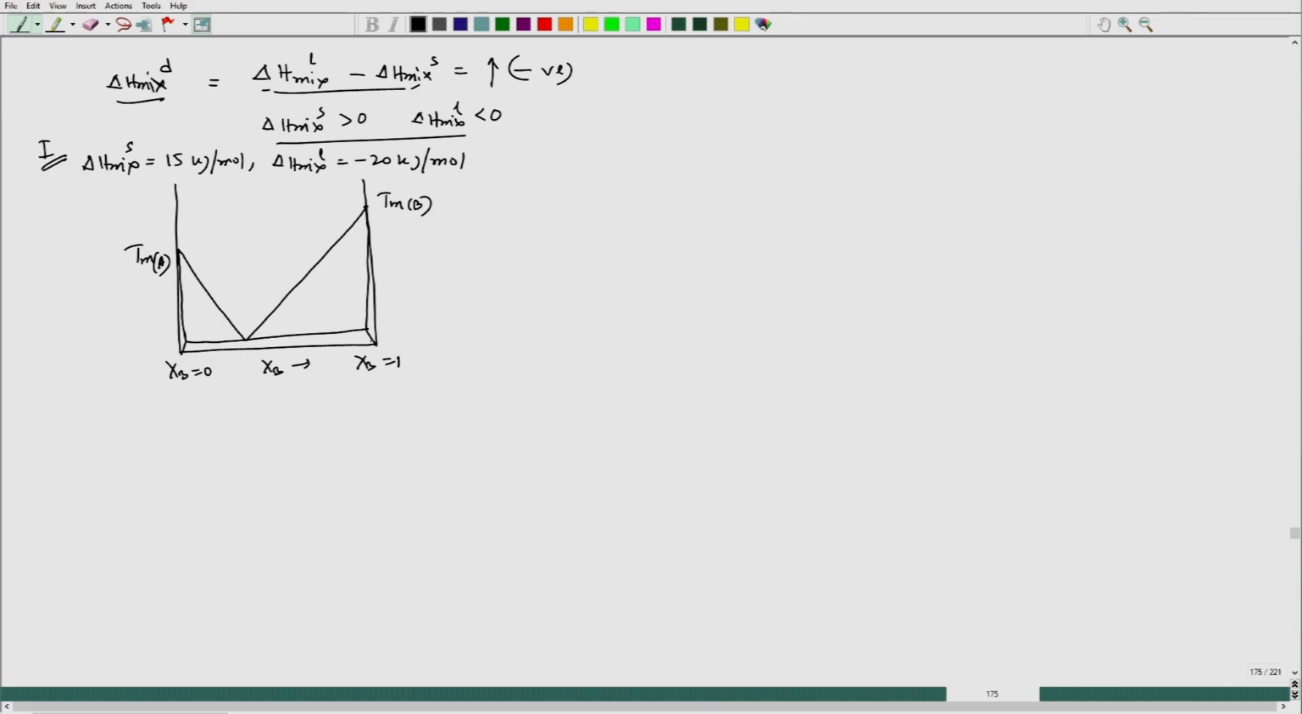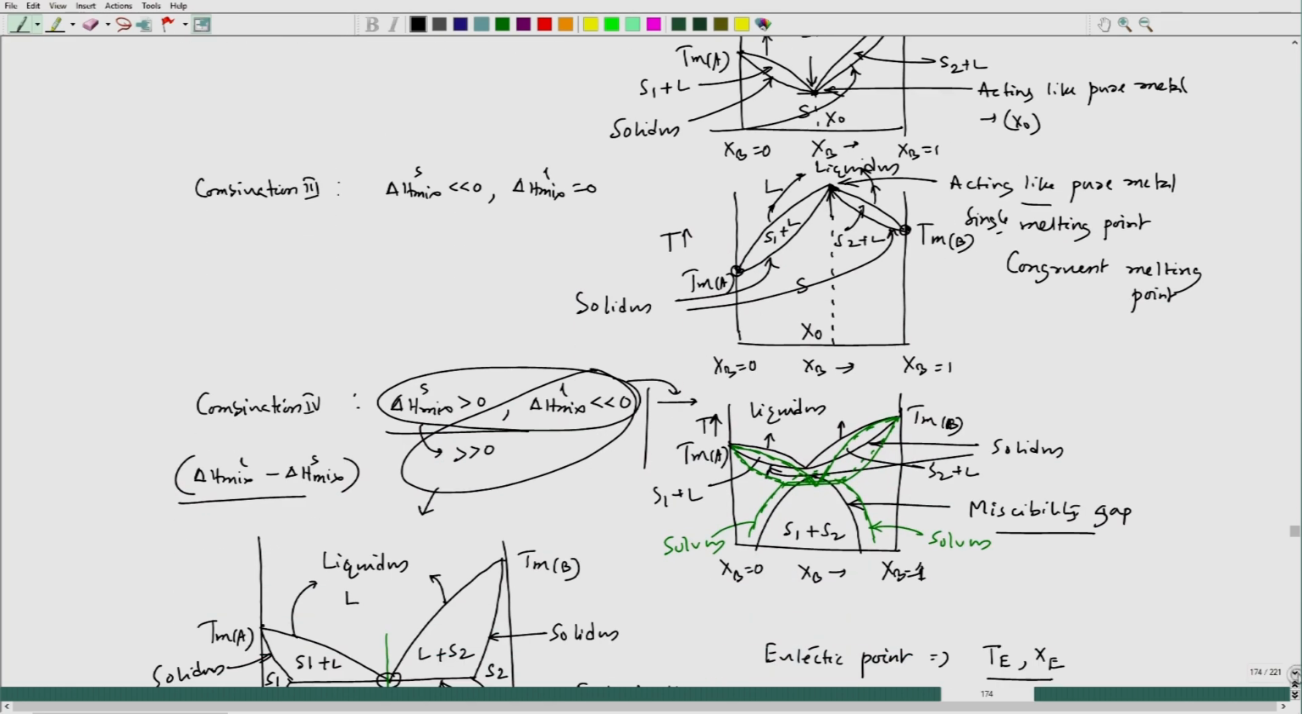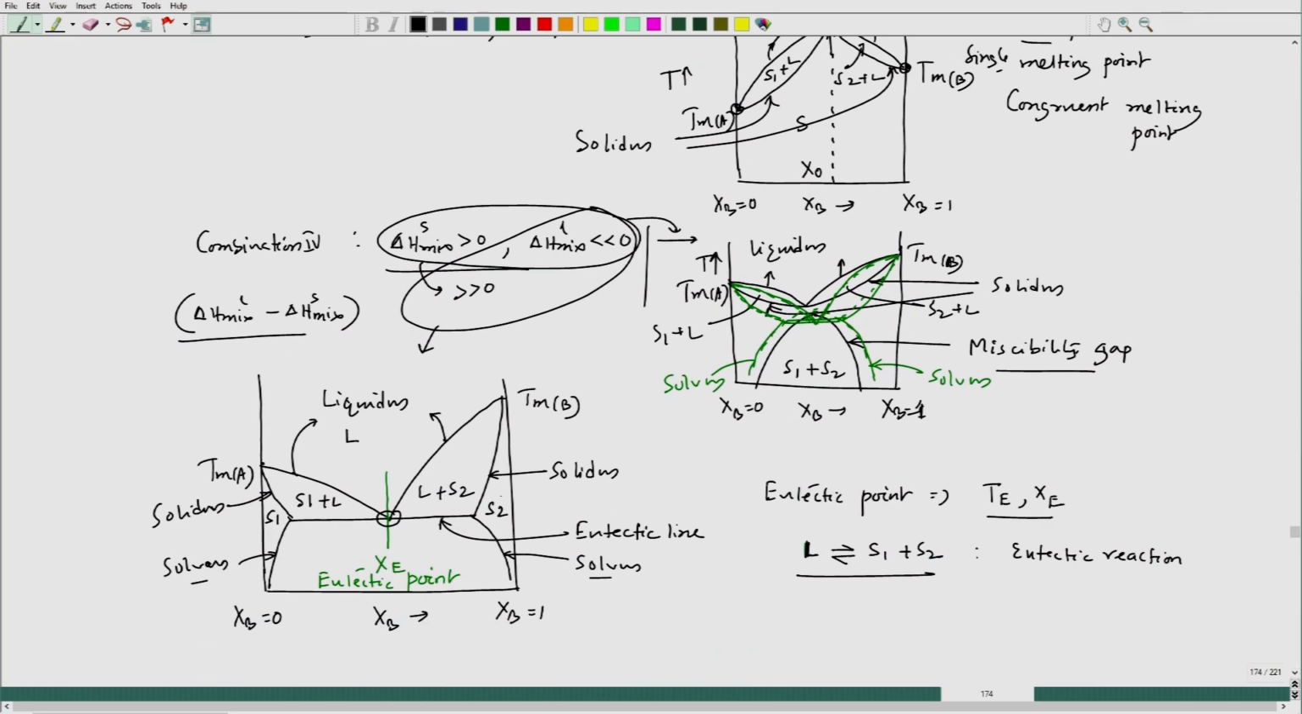Fine. Since this is very large, the terminal solid solution, in fact, let me just tell you, in this particular eutectic phase diagram, one particular zone is to be understood. These S2 and S1, this S2 and S1, they are called terminal solid solution.